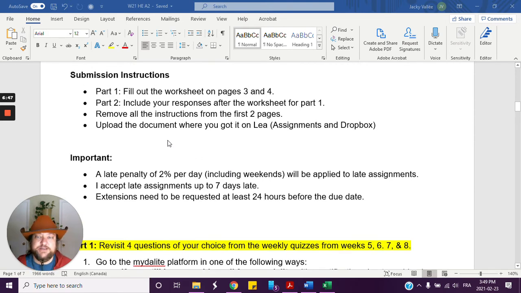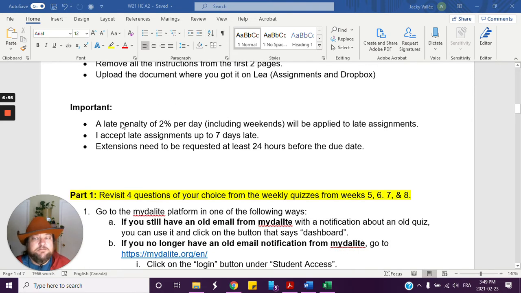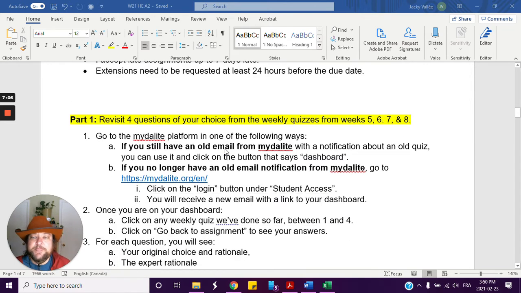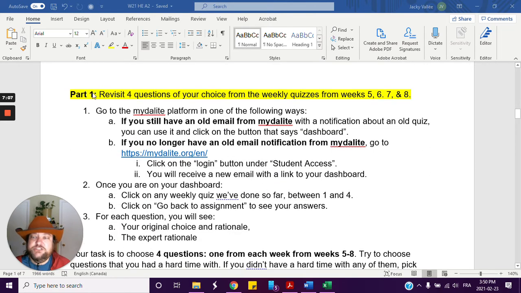And it doesn't need to be there once you finish the assignment. And then you're going to upload the document where you got it on Leia and Assignments in Dropbox, like you did last time. Here is a reminder of the late penalty. Again, if extensions are needed, contact me more than 24 hours before the due date, please. So here are the more detailed instructions for part 1.